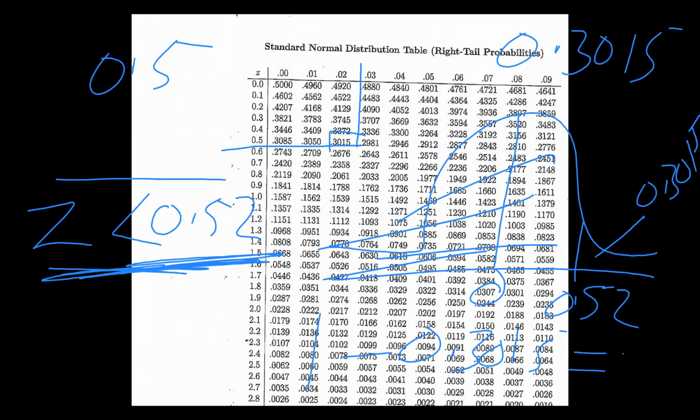Oh, okay. It's taking us back to 0.6985. Yes, as simple as the ABC.